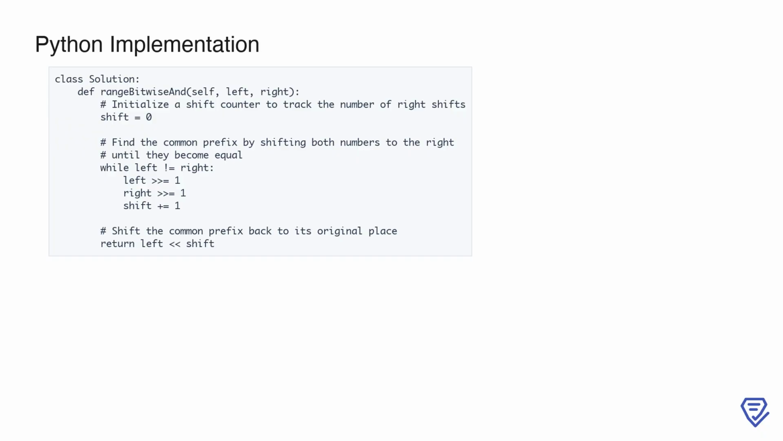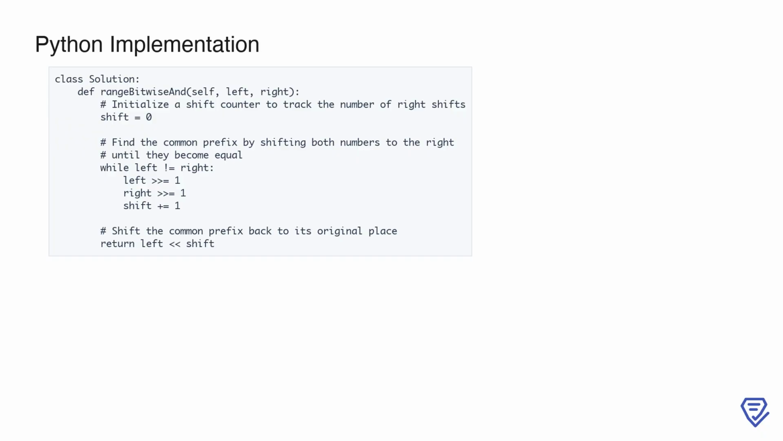Explanation. 1. Key insight: the result of the bitwise AND operation for a range of numbers is determined by the common prefix, the most significant bits, shared by all numbers in the range. Bits that differ in any of the numbers will result in zeros in the final AND. 2. Algorithm: start by initializing a counter shift to 0.